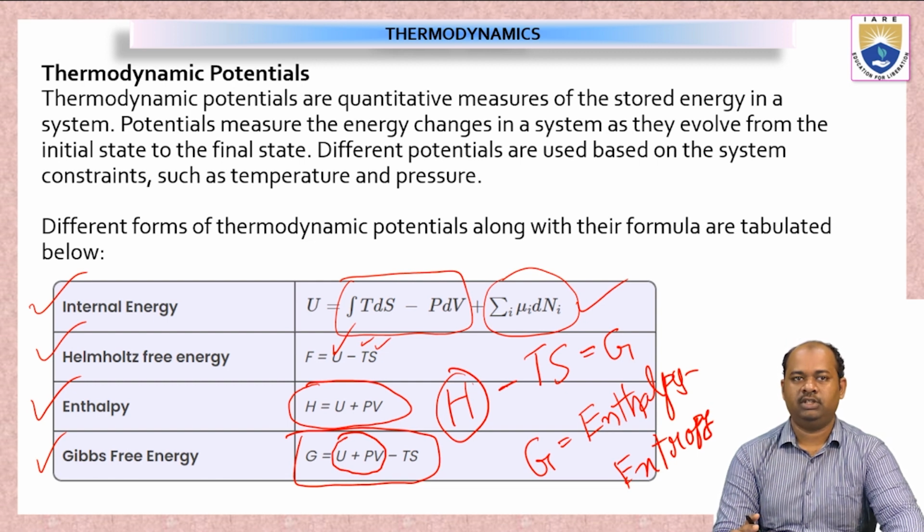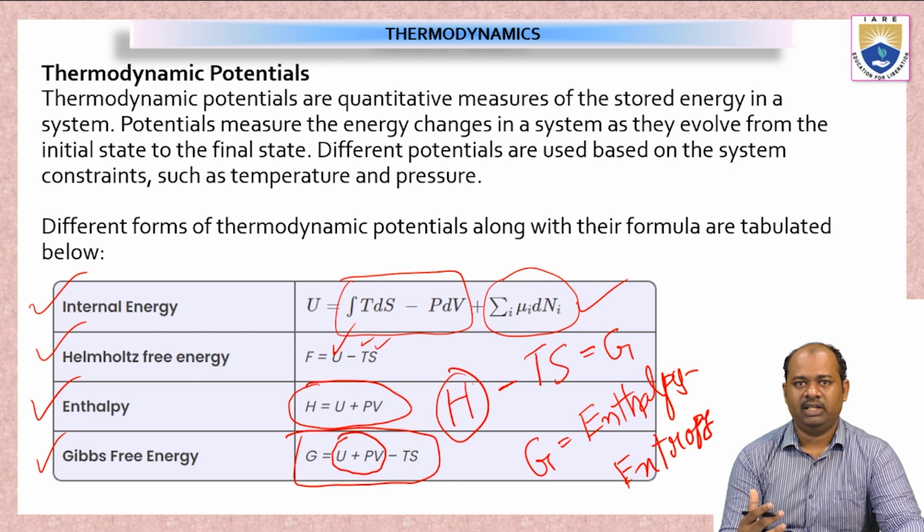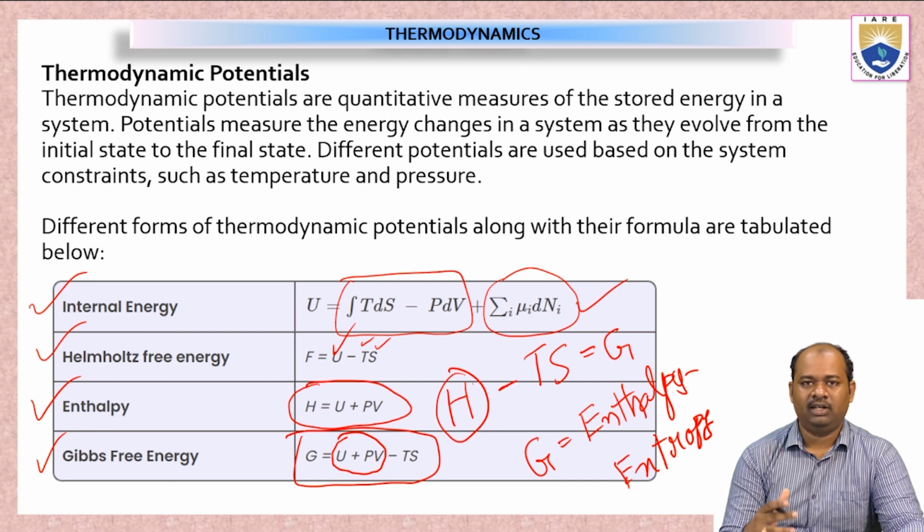Any thermodynamic system will have all these four kinds of potentials. These potentials are used to calculate or measure the change that the system is undergoing. Different potentials are used based on the system. Depending on the particular condition, we will use each different formula. So all formulas are not used at the same time. They will be used based on the particular constraint.